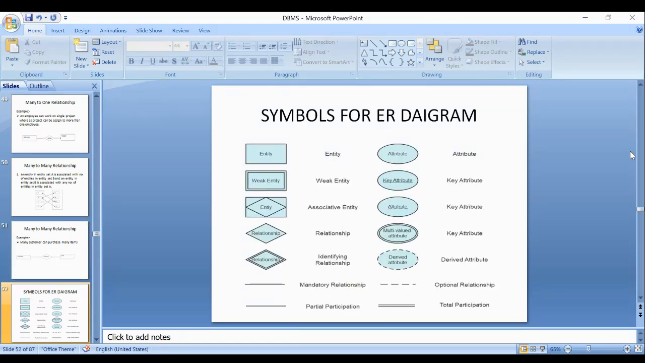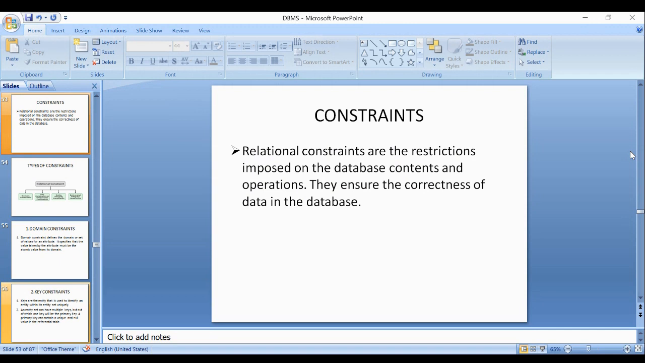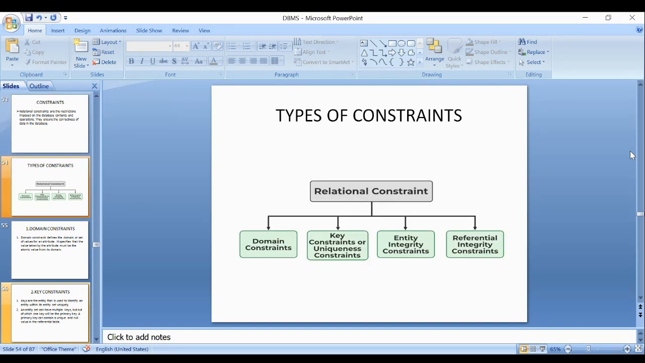Now these are the symbols for ER diagram. Here are some symbols related to the ER diagram. Now coming to the constraints. What are constraints? Relational constraints are the restrictions imposed on the database contents and operations. They ensure the correctness of data in the database.